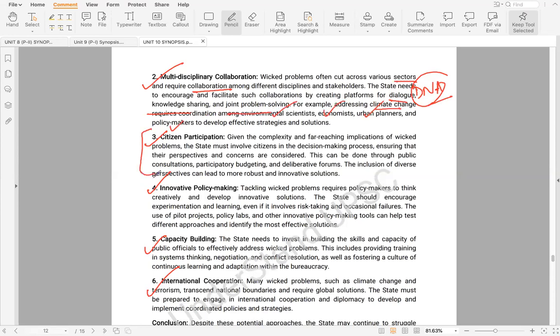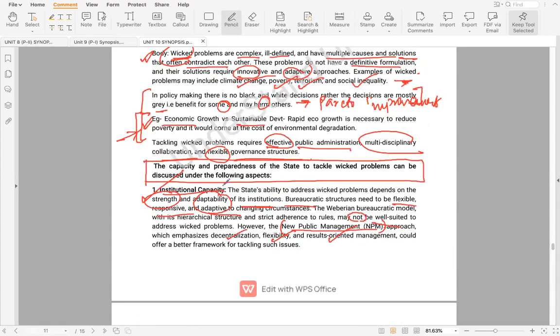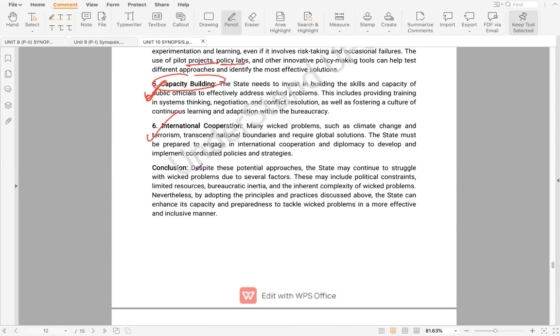Third is citizen participation. Given the complexity and far-reaching implications of wicked problems, the state must involve citizens in the decision-making process, ensuring that the perspectives and concerns are raised. This is nothing what you can extrapolate directly. Citizen participation, innovation. So innovative policy making is also needed. Why? Because of the new problems that are arising. So you need policy labs, pilot projects, etc. to come into play. Capacity building. This is a keyword directly picked up. So capacity building and institution capacity was directly picked up, right?